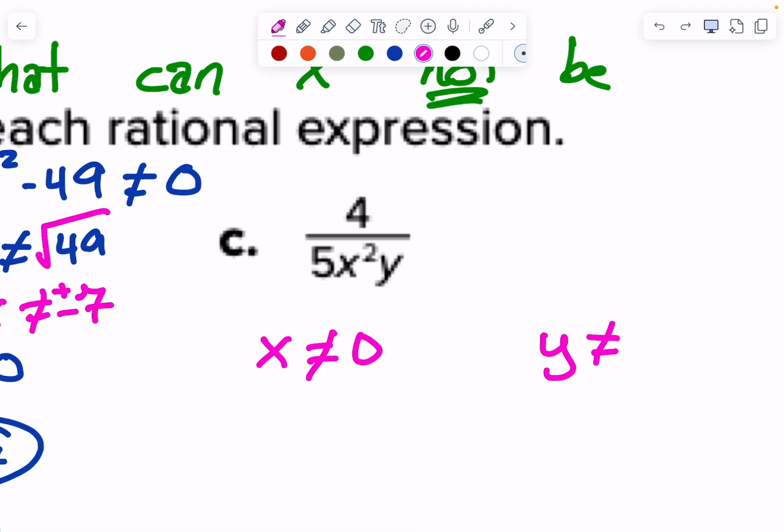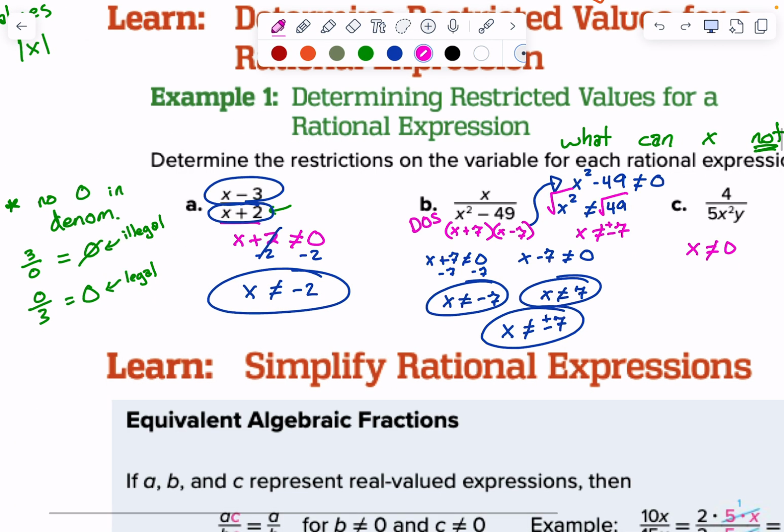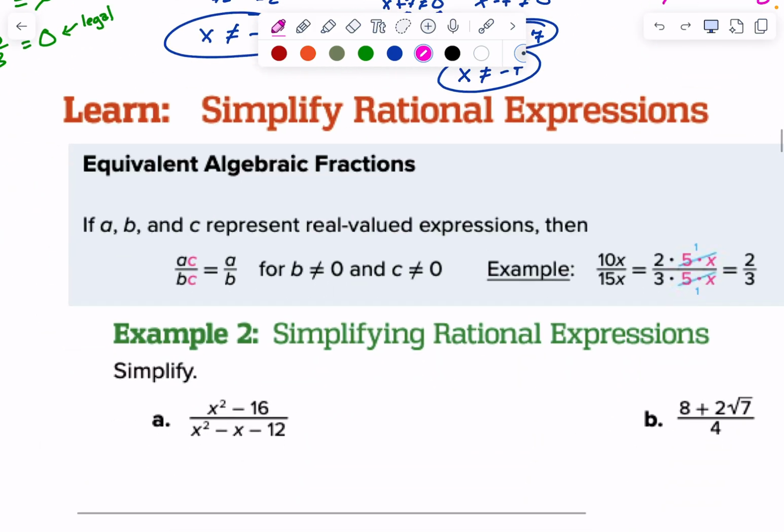What can y not be? 0. Anything else that they can't be? No, just 0, right? x can't be 0, y can't be 0, because I'm only multiplying here, so it's just going to knock the whole thing out to be 0 on the bottom. Got it? Okay, so that's what it means when it says determine the restrictions. What can x not be equal to in order for that to work?